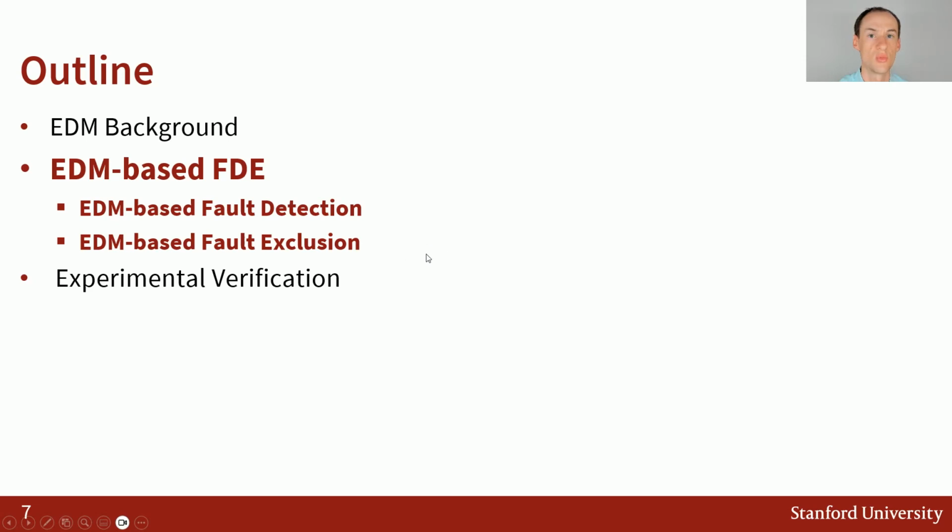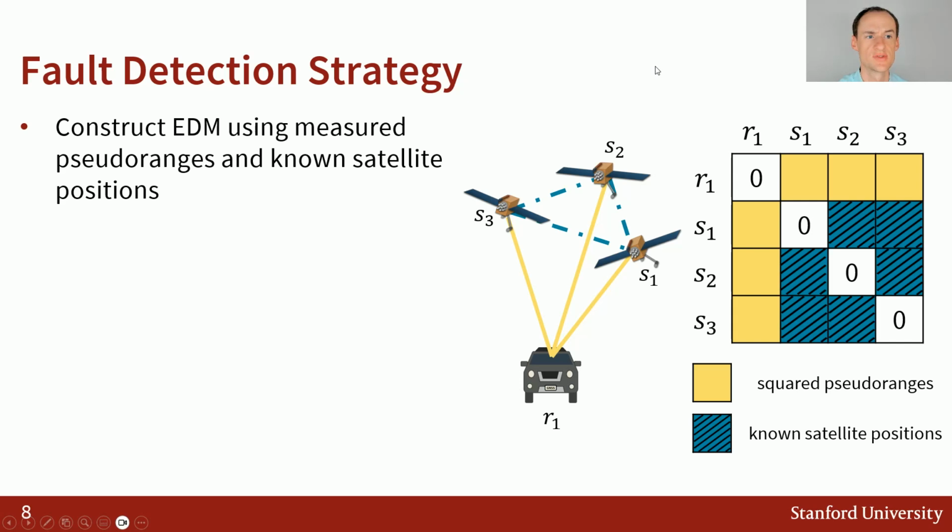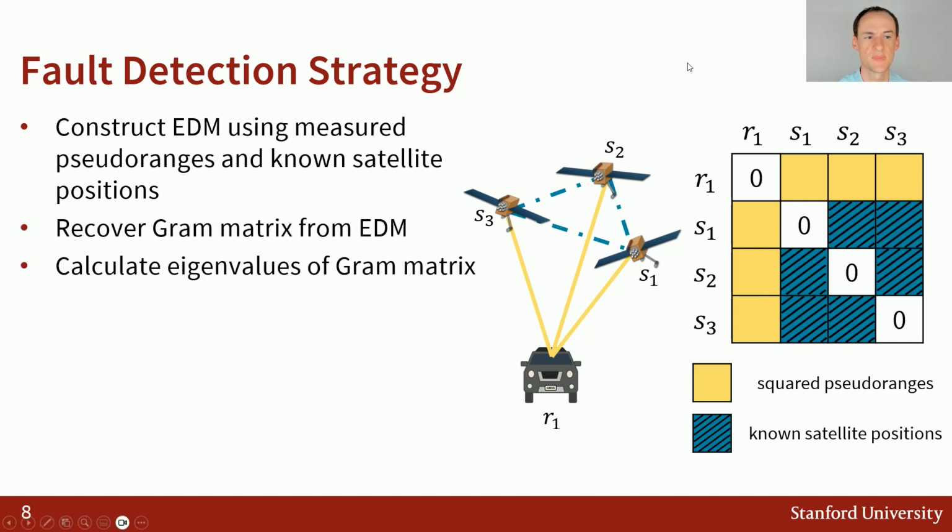And so based off of those characteristics, we'll now explain how you can perform fault detection and exclusion using that knowledge. The first thing that we do for fault detection is construct that Euclidean distance matrix using measured pseudoranges and known satellite positions. Remember, we never actually need to calculate a receiver position in order to do this. We simply use the measured pseudoranges and the known satellite positions to create this Euclidean distance matrix. We then, using the math in the previous slides, recover the Gram matrix and calculate the eigenvalues of that Gram matrix.